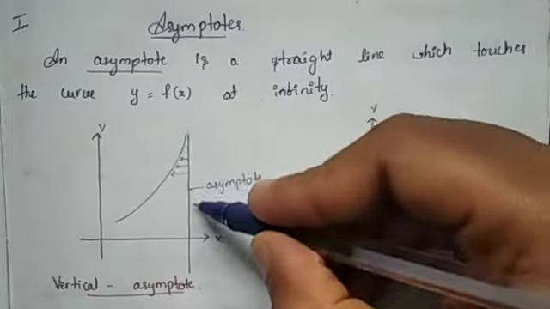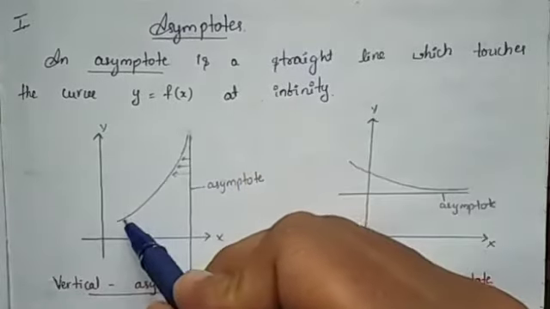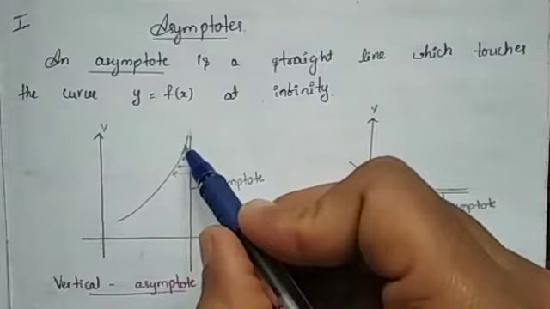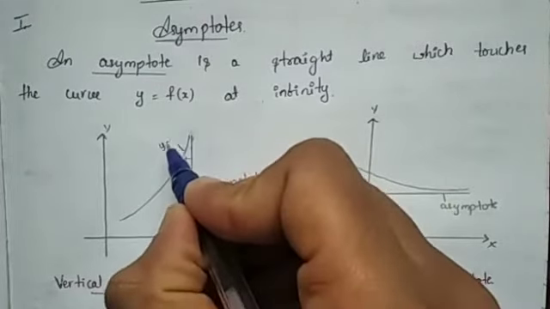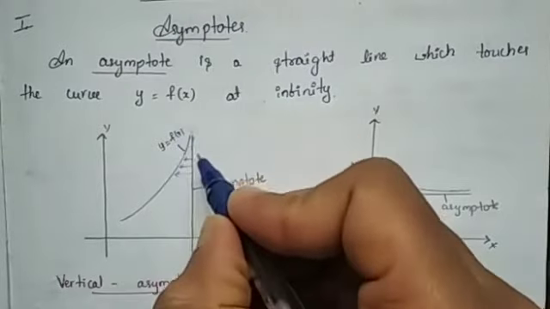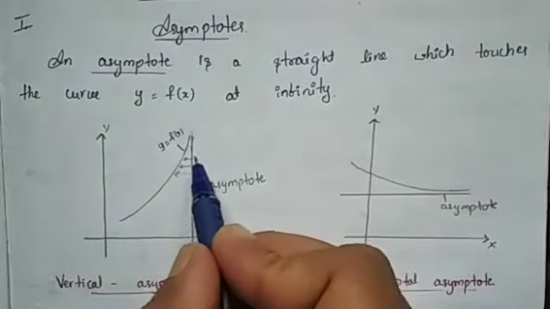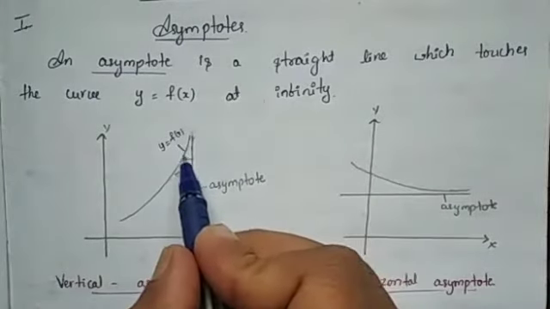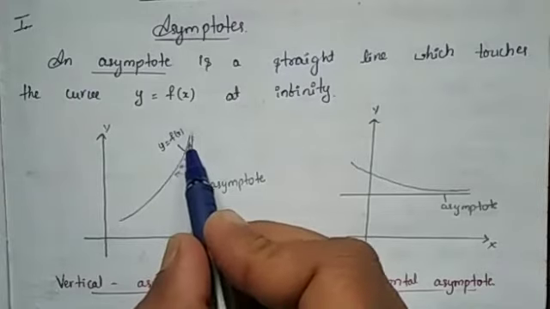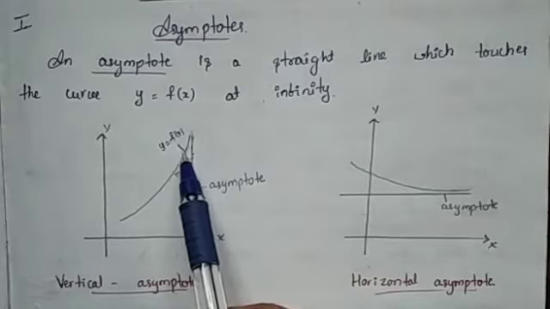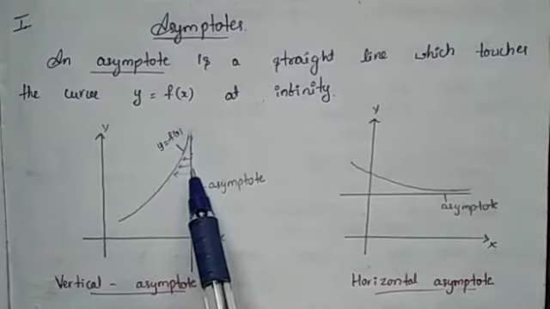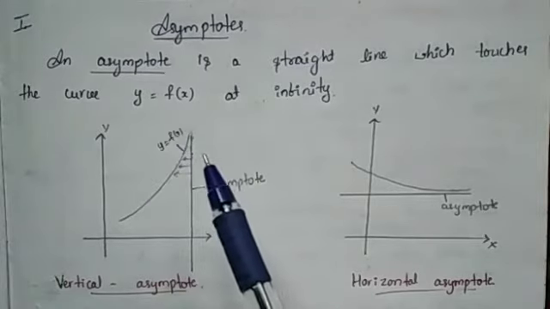Look here, it is a straight line and this is a curve. This curve is y is equal to f of x. This straight line can touch this curve at infinity. At infinity, when this straight line touches this curve, then the straight line is called an asymptote.